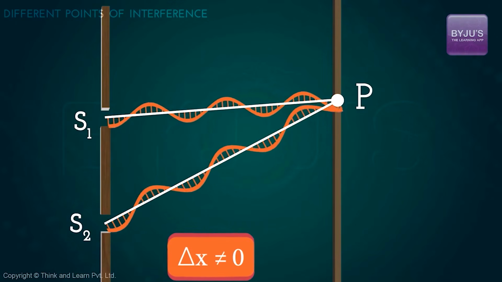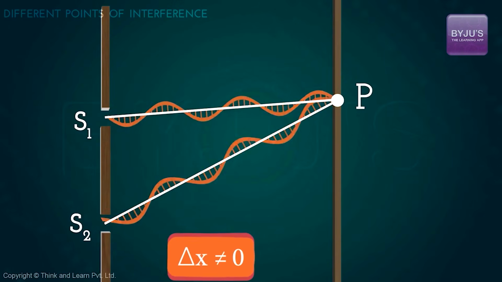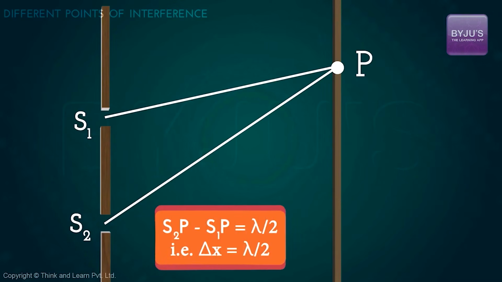And when these two waves interfere, what will be the amplitude? I don't know. That depends on the phase difference, okay? But what if I move it up? What if I move this point P in such a way that the path difference equals lambda by 2, right? So I move this P up, I bring it to a point such that S2P minus S1P equals lambda by 2. Then think about it, what will happen?